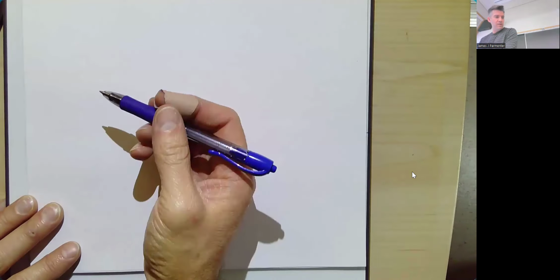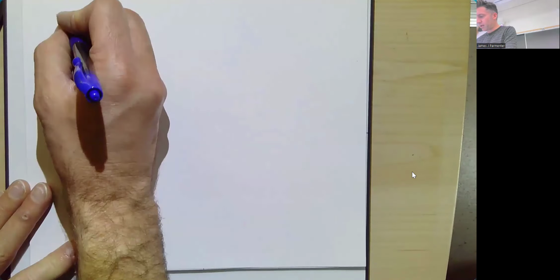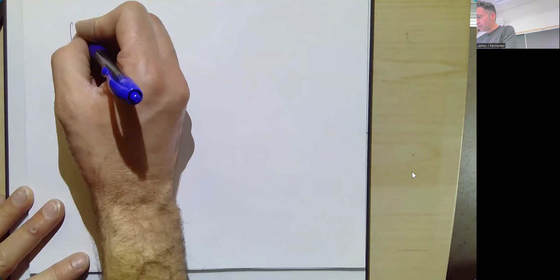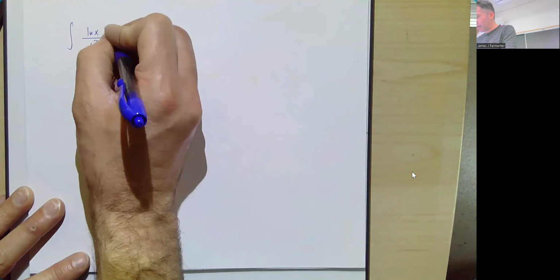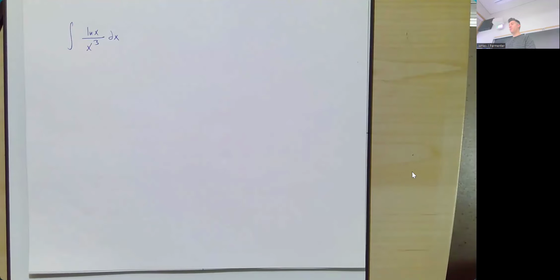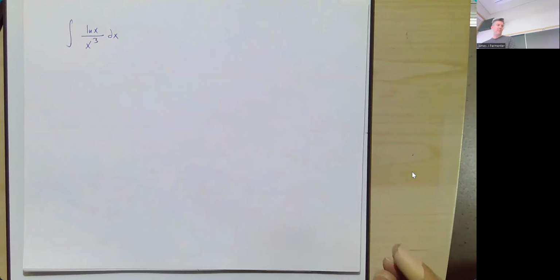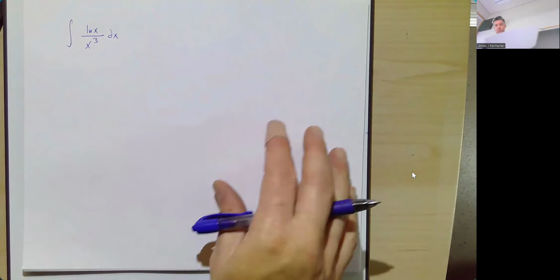All right, let's do this example: the integral of natural log of x over x to the third. For some reason, natural log ones tend to feel more confusing, even though they're not really that much more confusing.